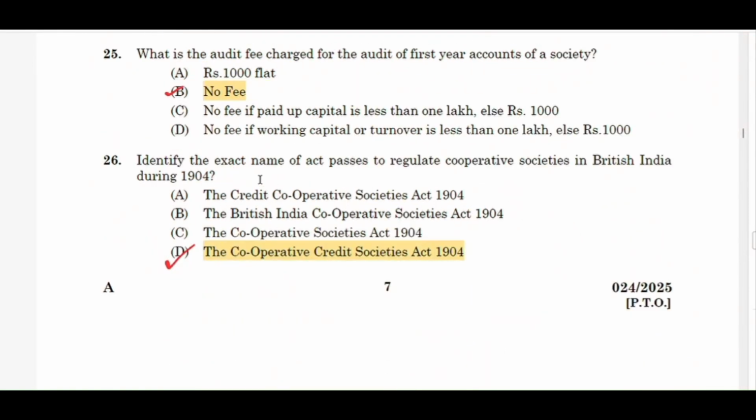Identify the exact name of the act passed to regulate cooperative societies in British India during 1904. Answer is option D, the Cooperative Credit Societies Act 1904.